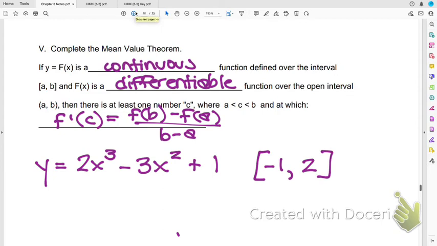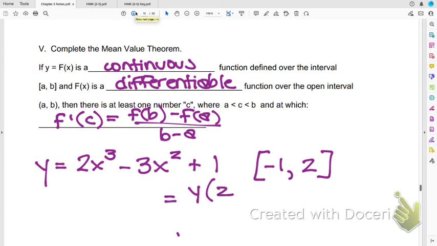So we're going to show that there is at least one place where the derivative equals the average rate of change. So there are two things we need to be able to find right now. We want to prove the derivative at a certain point equals the average rate of change at a certain point. Yes? Okay. So I need to find two parts to this. First, how do I find average rate of change?